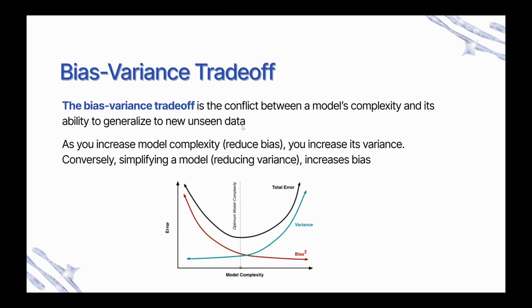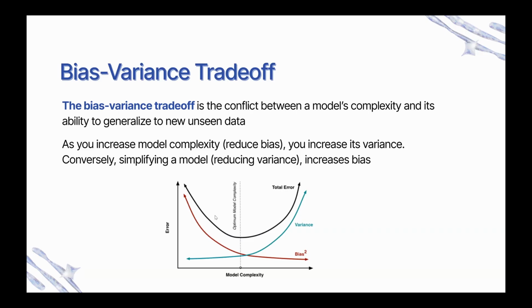As you increase model complexity by reducing the bias, because bias comes from a model that's too simple, you increase its variance, because you might risk the model becoming too complex. However, if you simplify the model by reducing the variance and making the model less complex, you increase bias. So this is kind of a trade-off here.